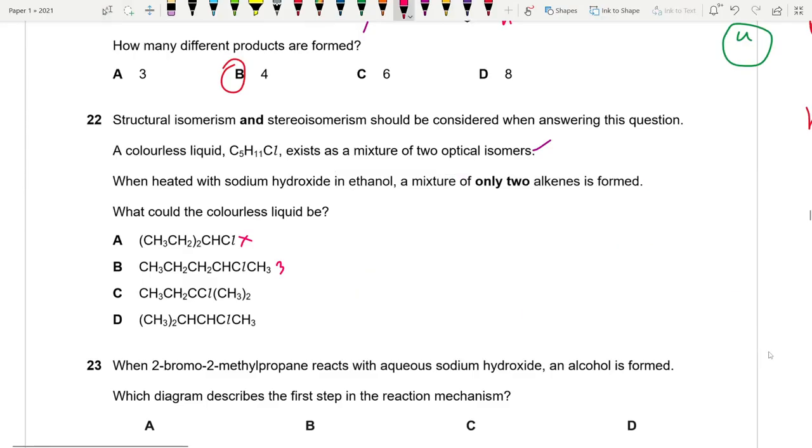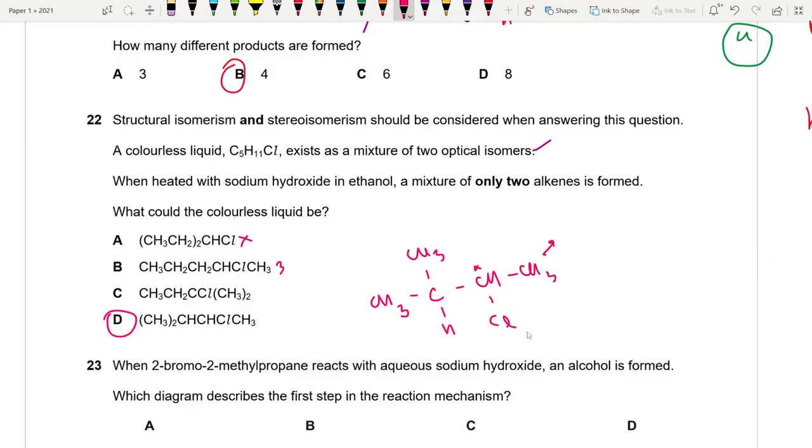Moving on to C. CH3, CH2, C, Cl, CH3, CH3. Not chiral again, so this is excluded. So clearly our answer is D. Let's see how. CH3, C, CH3, H, CH, Cl, CH3. This is our chiral carbon.